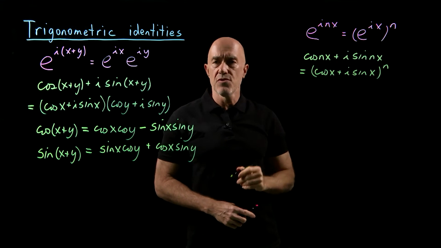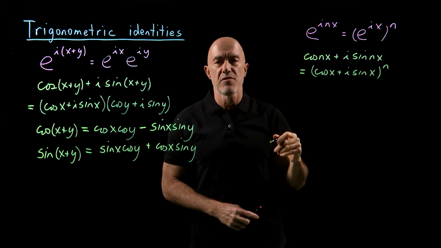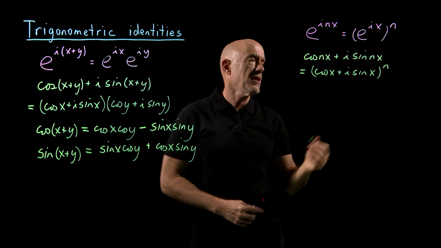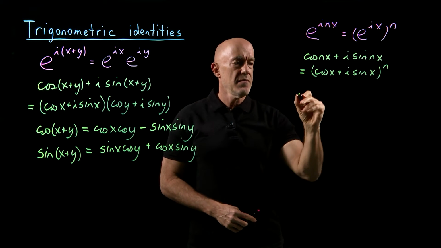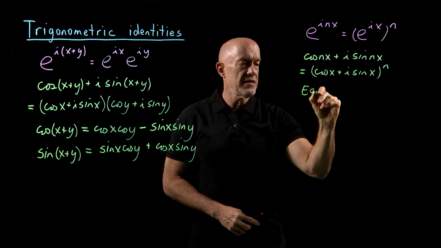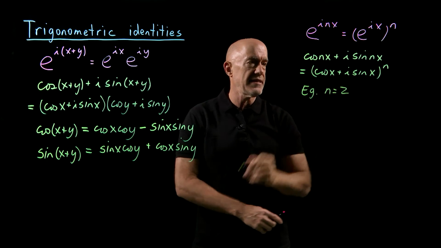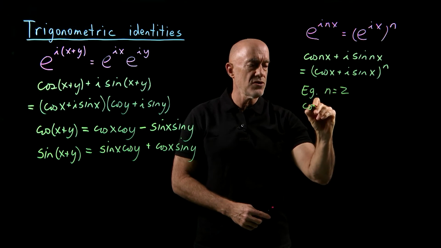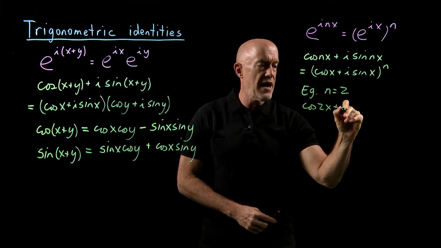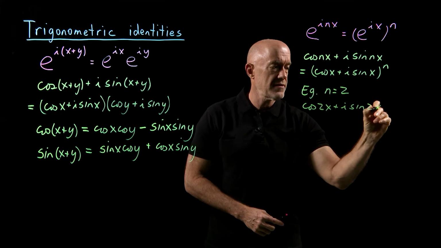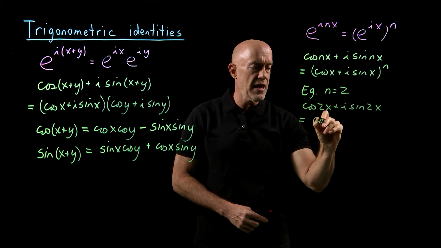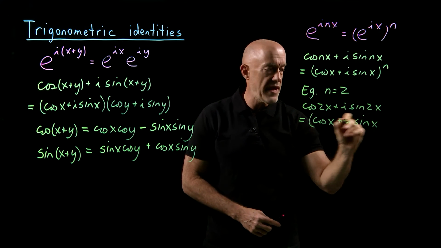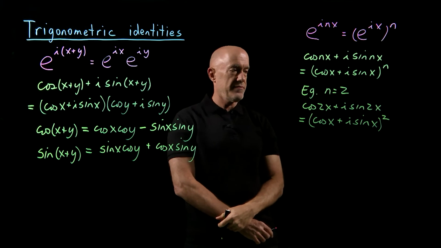So again, we can do the real part equals the real part, the imaginary part equals the imaginary part. We can do it for different natural numbers n. But let's look at an example here. Let's just do the very important case, n equals 2. For that case, then, we're looking at cosine 2x plus i sine 2x is equal to (cosine x plus i sine x), and all that expression squared.